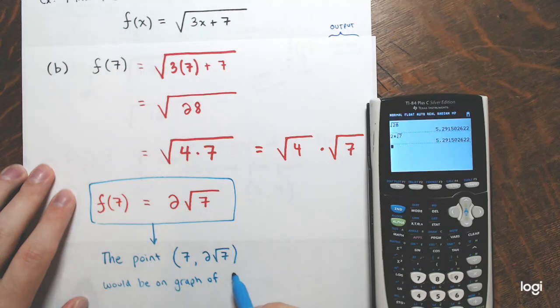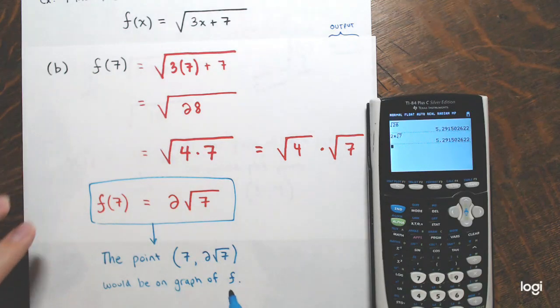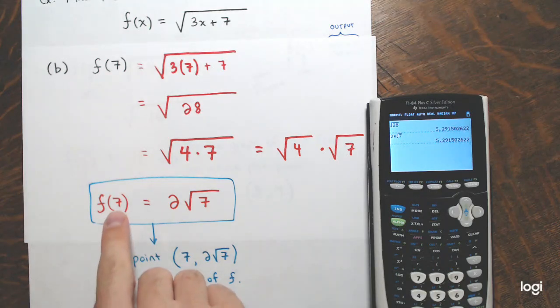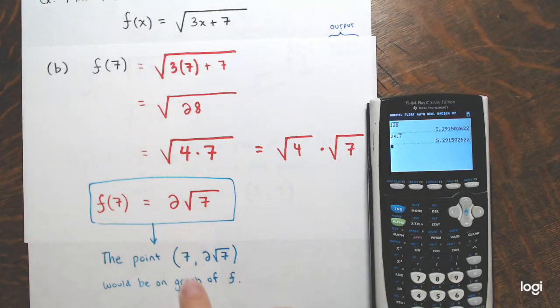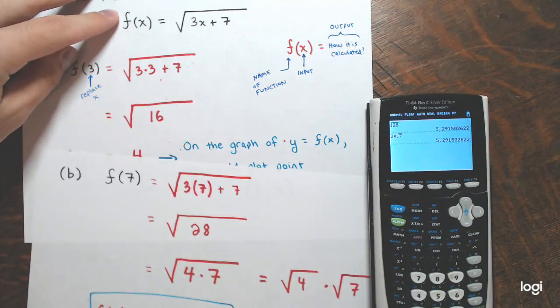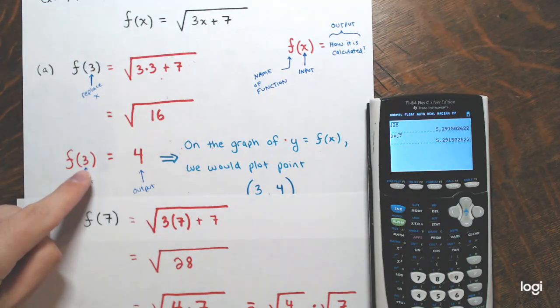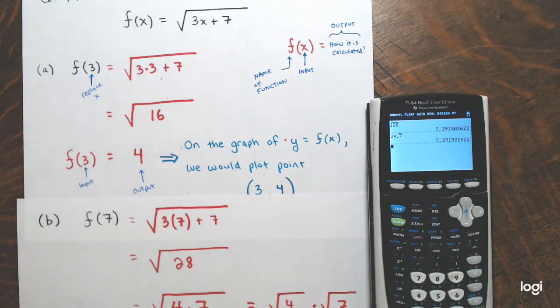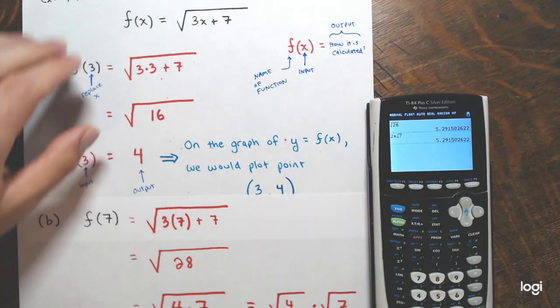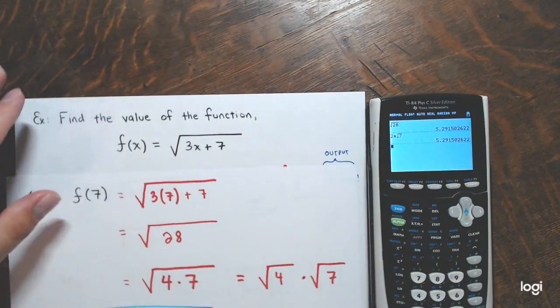And I'll just say graph of f this time, right? Or y equals f of x, like I put on the last page. Great. So again, just like any other function, every input, every value in the domain, is going to give you only one output. 7 input gives me just this one output, 2 times the square root of 7. An input of 3 gives me just the output of 4. Wonderful. And that was a square root function.